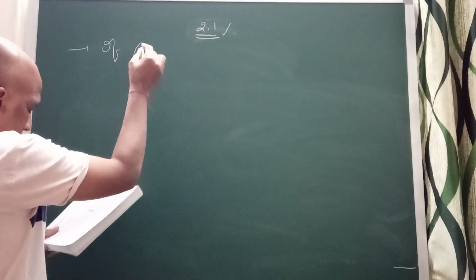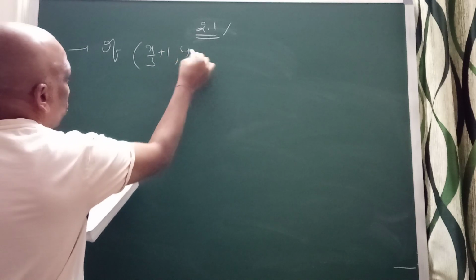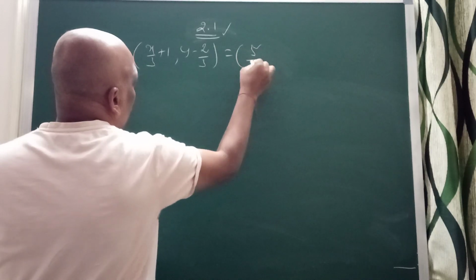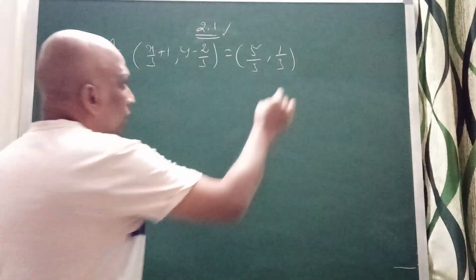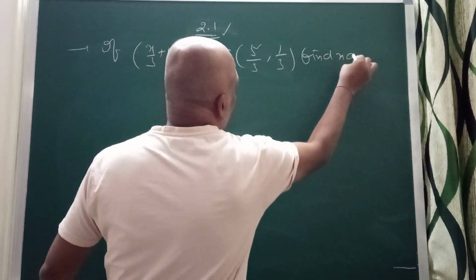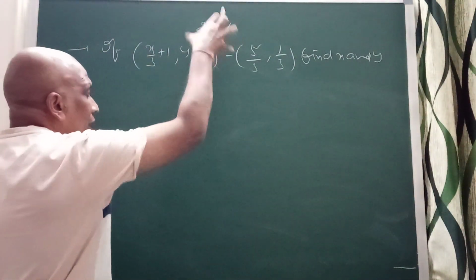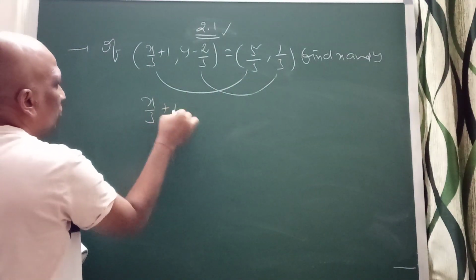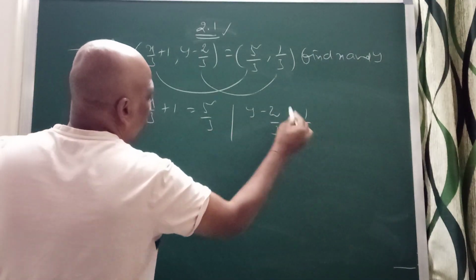See the first problem. If the ordered pair (x by 3 plus 1, y minus 2 by 3) is equal to (5 by 3, 1 by 3), find the values of x and y. When you compare, since they are given equal, the corresponding elements should be equal. You can equate x by 3 plus 1 equal to 5 by 3, and y minus 2 by 3 equal to 1 by 3.